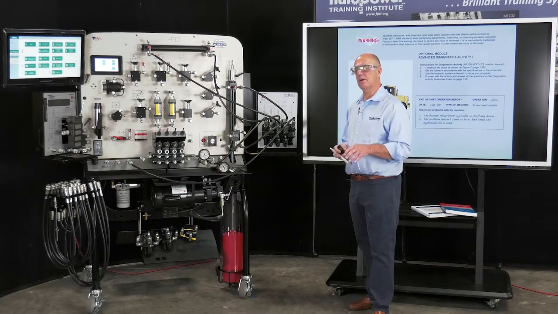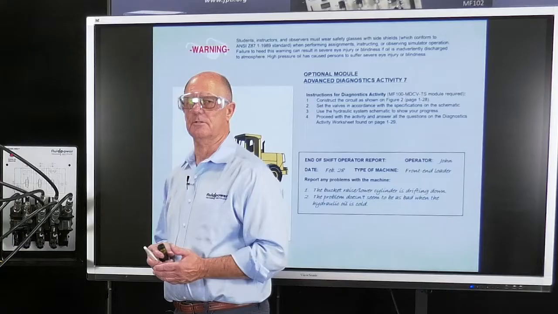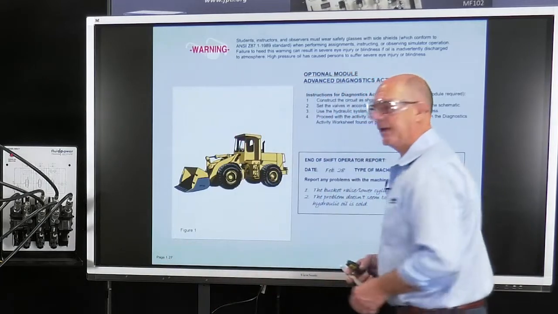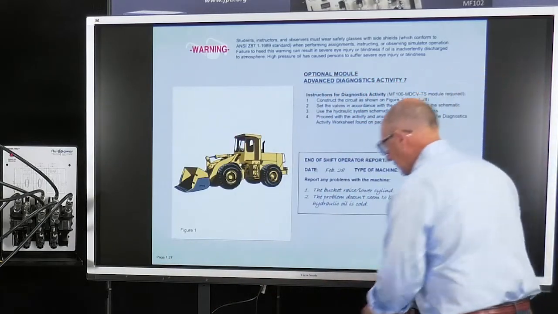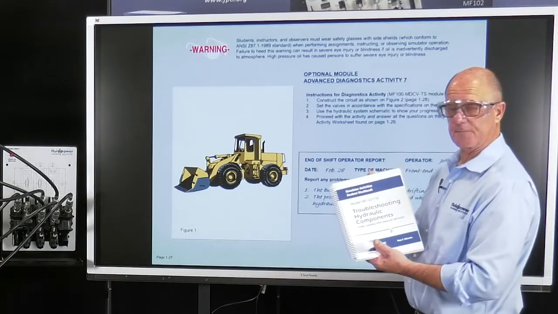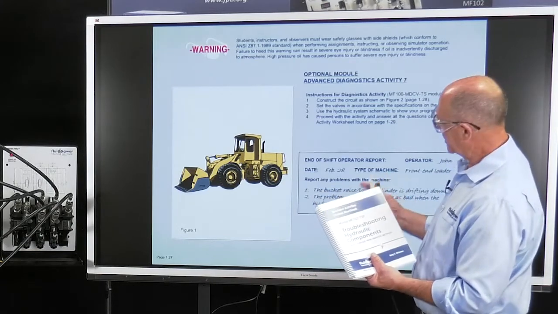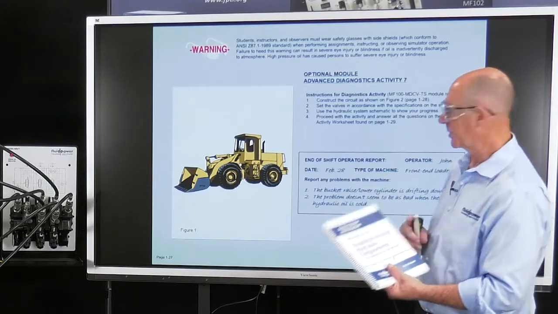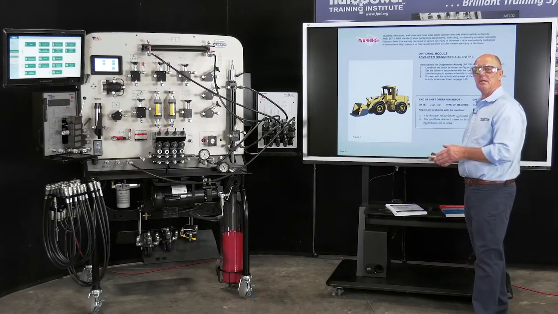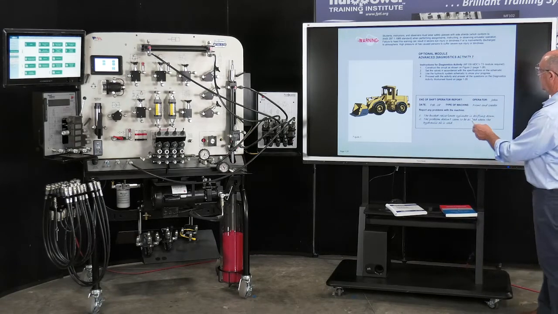So what I'd like to show you right now is just one activity in the advanced troubleshooting level. I've chosen a front-end loader. In the student workbook, which comes with the course along with the full set of slides, as you can see an example of the slide here, this activity is in the book. Essentially, the student will go to the activity and then look at the problem.